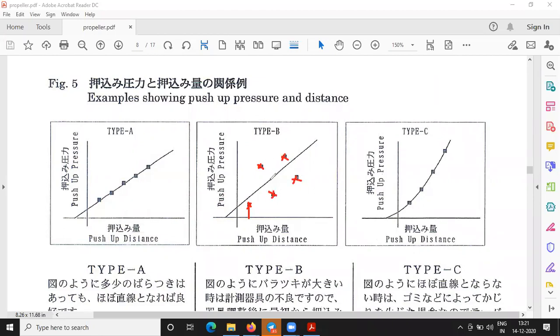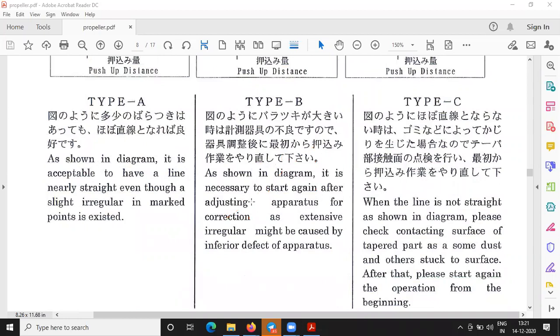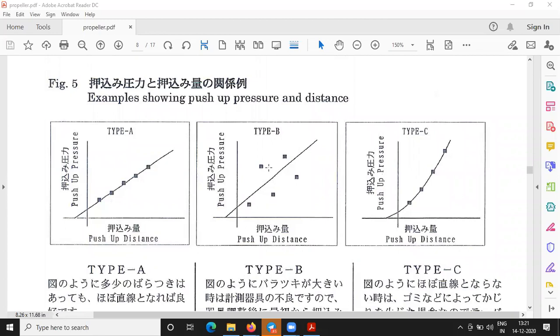And if you find such a case, what happens? There is a probable graph that we draw. If you take the average of these points and draw the line, you will find the line is a linear line. That means the line is showing that the apparatus needs correction. Adjusting the apparatus for correction, as extensive irregularity might be caused by an inherent defect of the apparatus. That means if you're getting such a graph, the apparatus is the problem.